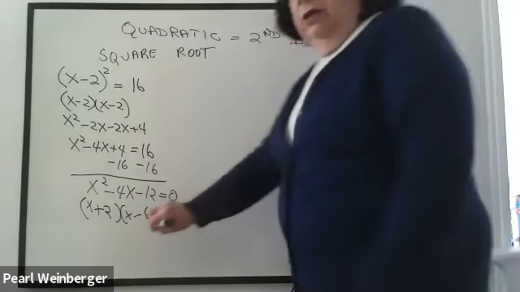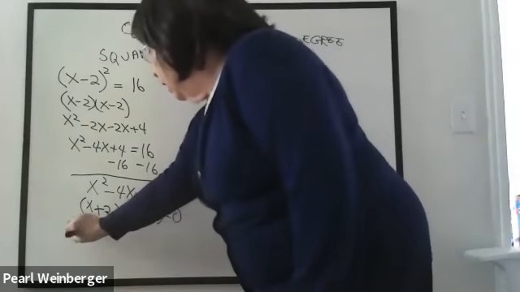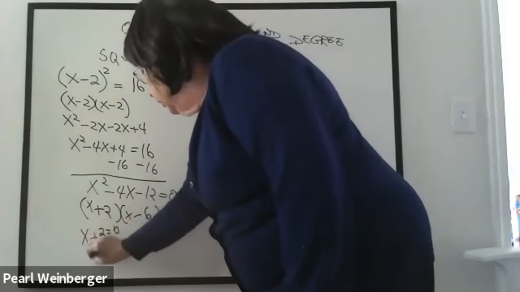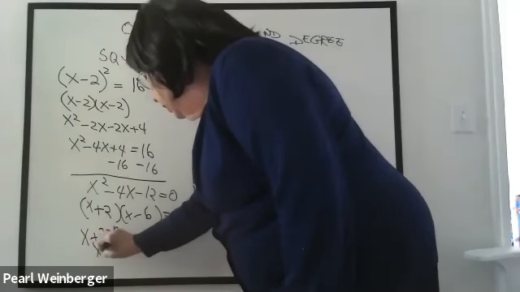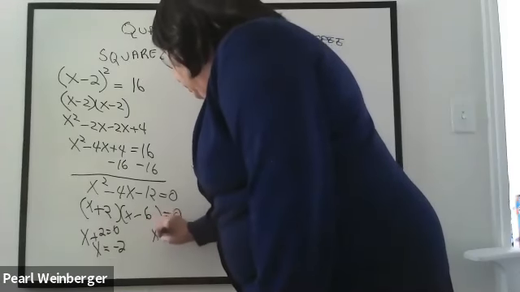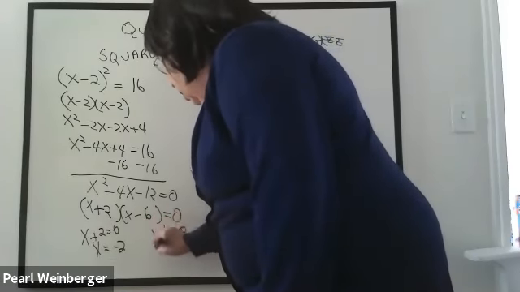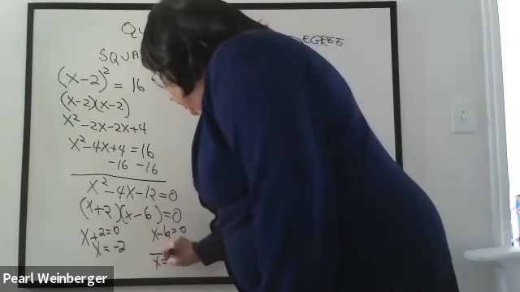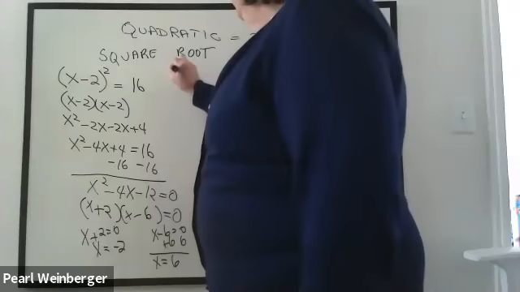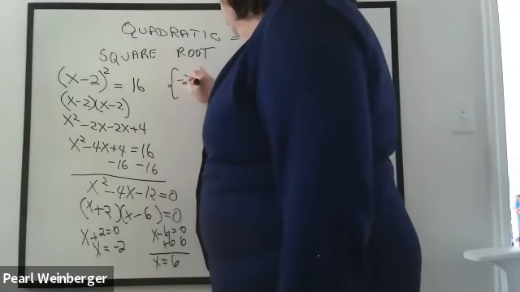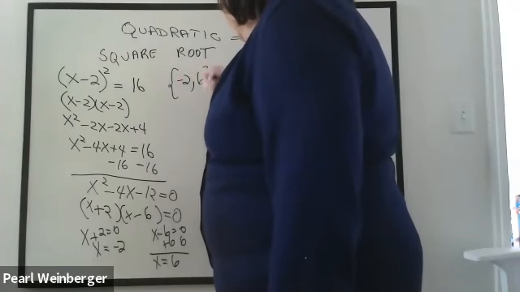So that we end up with x plus 2 equaling 0, which gives me x equaling -2 when I bring it to the other side. And x minus 6 equal to 0, which gives me x equal to 6. So the solution to this problem turned out to be -2 and +6.